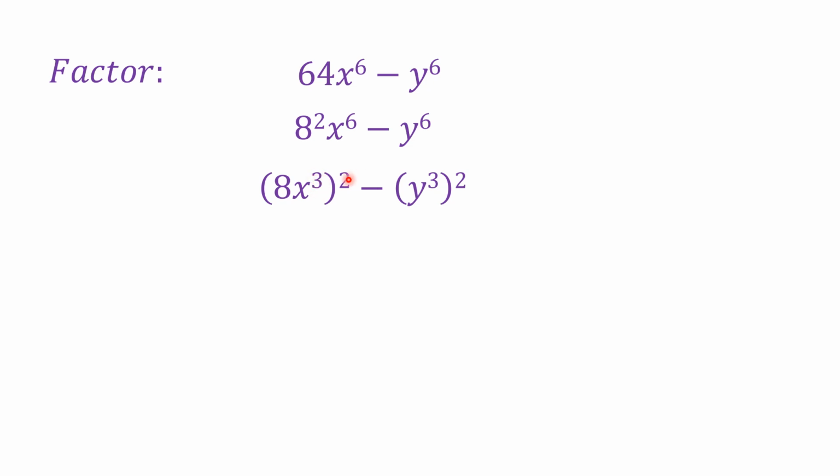So if you want to put back the 2, it will be 8 squared here, and then 2 times 3 is 6. Same as here, you take out the 2, so it will be the square of y cubed, because 2 times 3 is 6. So now it's a difference of two squares: the square of 8x cubed and the square of y cubed. So let's factor it out. It will be 8x cubed minus y cubed and 8x cubed plus y cubed. And that's the last example.